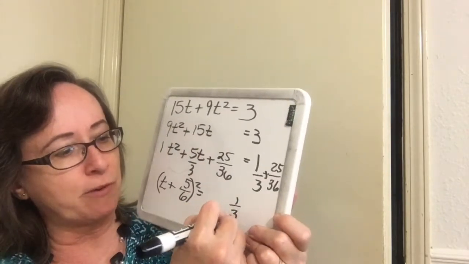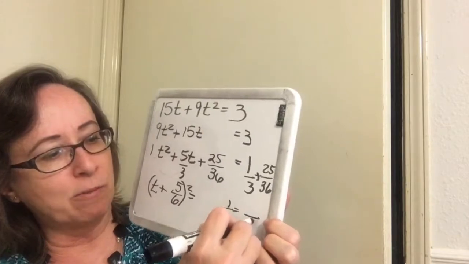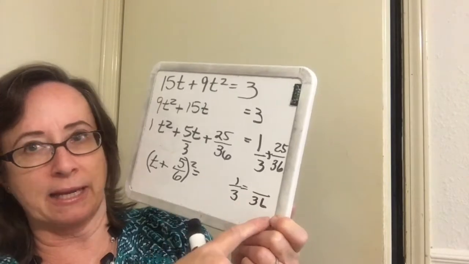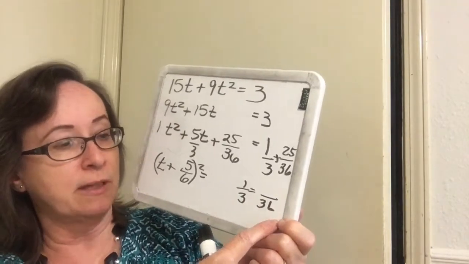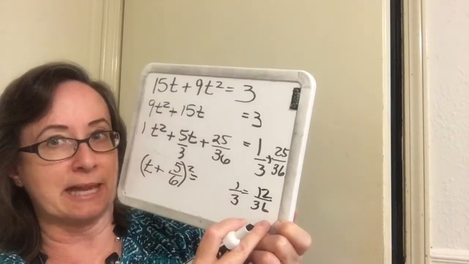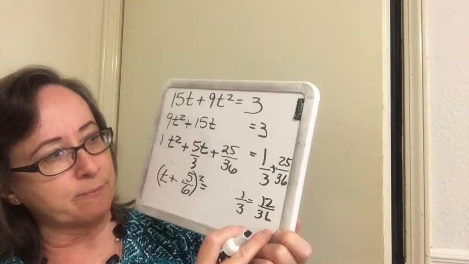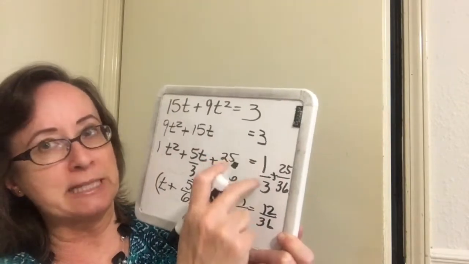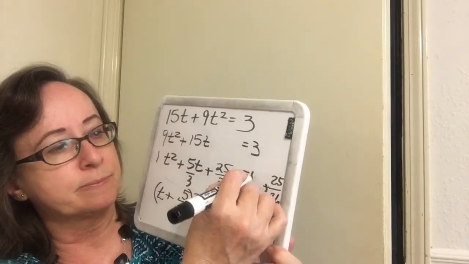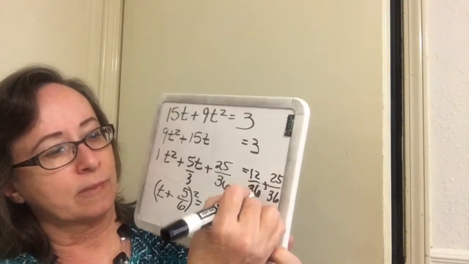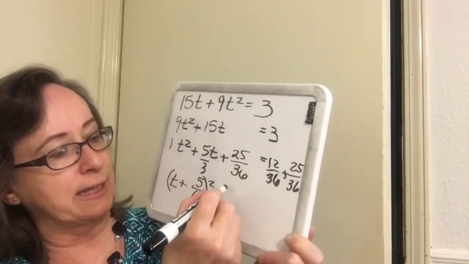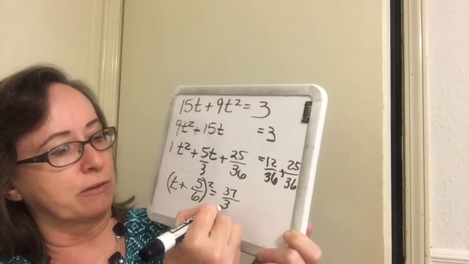Remember, equivalent fractions. If I were going to say, what am I going to need to multiply 3 by to get 36? You would say 12. So I have to multiply both the top and the bottom by 12, and 1/3 is the same thing as 12 over 36. So I'm going to replace my 1/3 with 12 over 36. So now when I add those two together, I'm going to get 37 over 36.